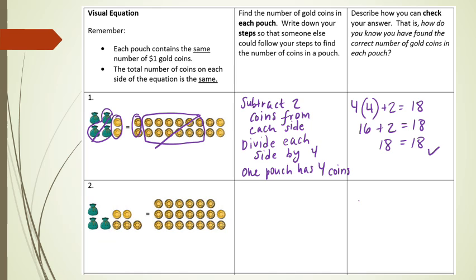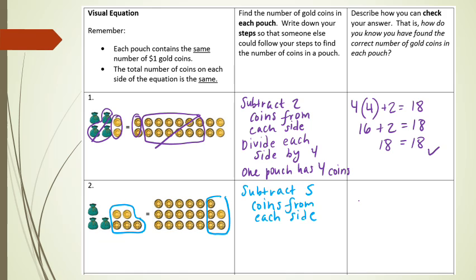What do you have for number 2? Well, I'm hoping again you were able to start with subtracting the coins. So subtracting 5 coins from each side. Then we're left with 3 pouches equals 15 coins.